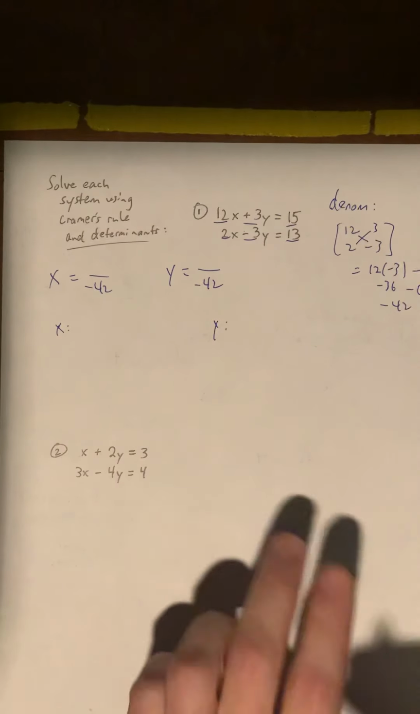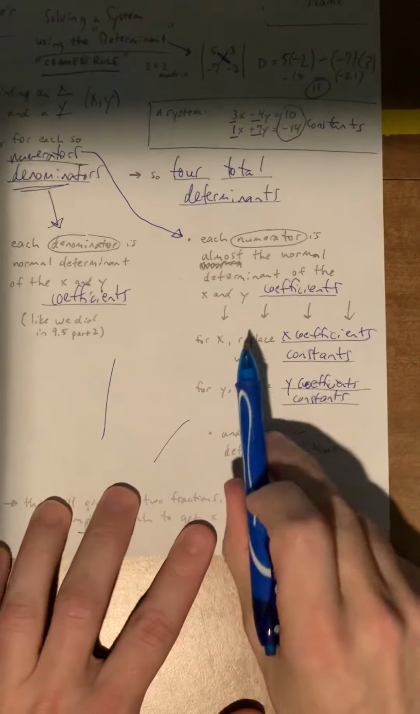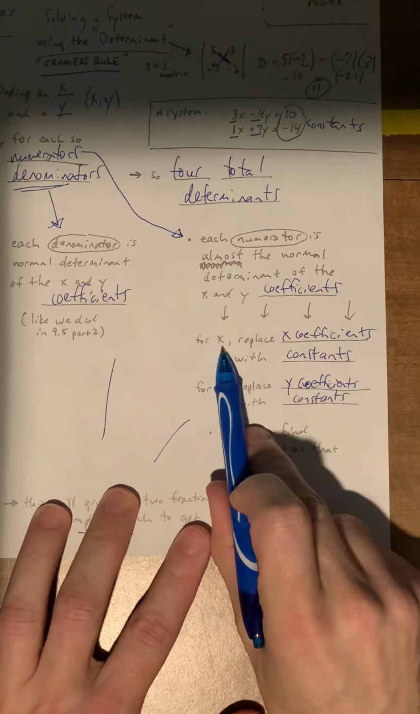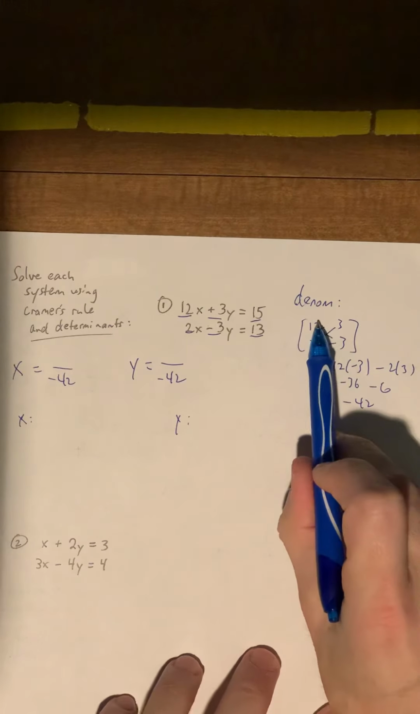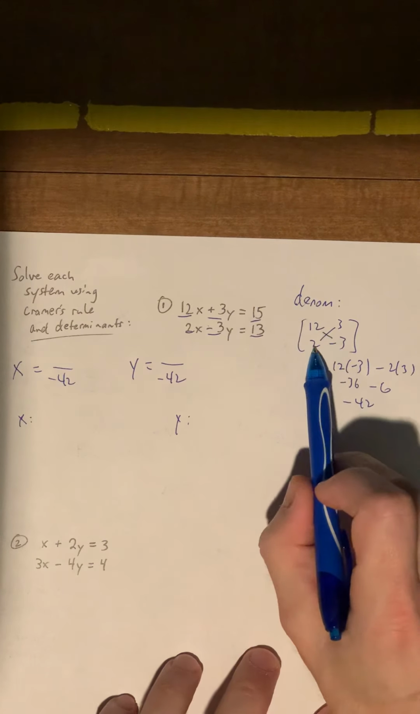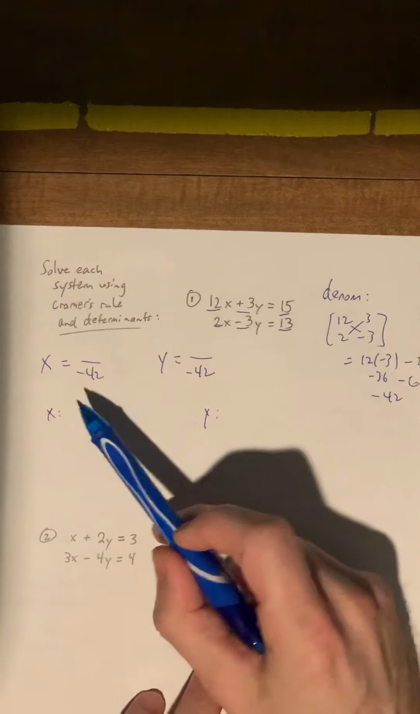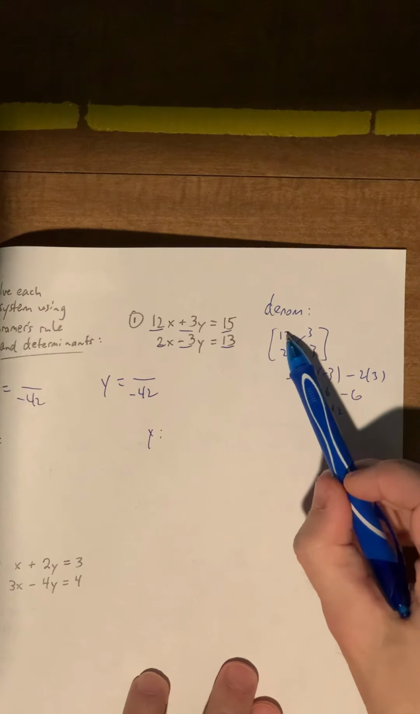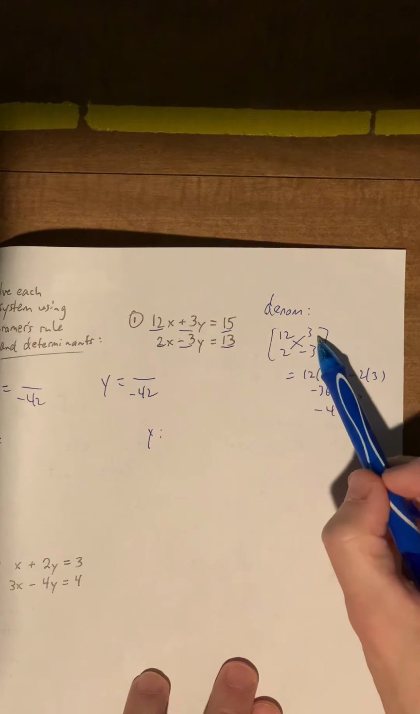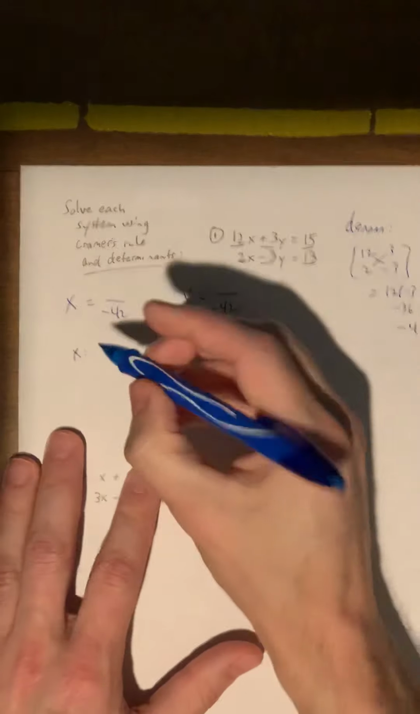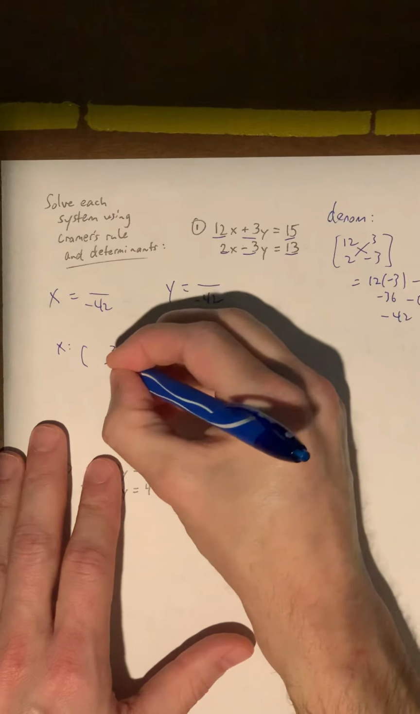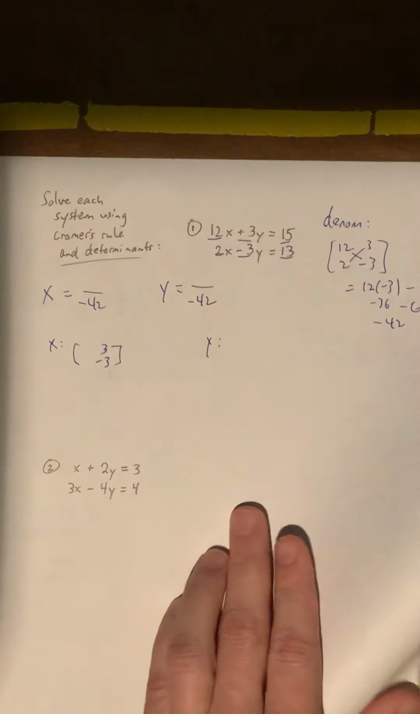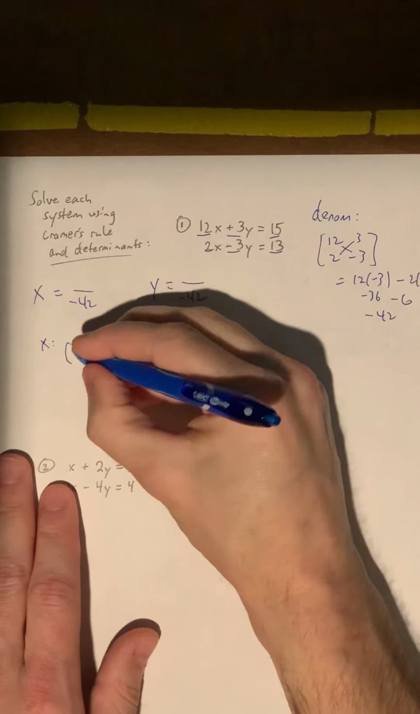All right, so it says that when you're going for x, okay, you replace the x coefficients with constants. So you're going to take the matrix you just got, the determinant of, but since you're going for x, you're going to replace your x coefficients with constants. You're going to keep your y's. So we make our little matrix. You keep your y's, but replace the x coefficients with constants. Your constants are 15 and 13.